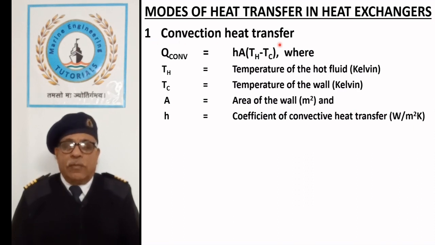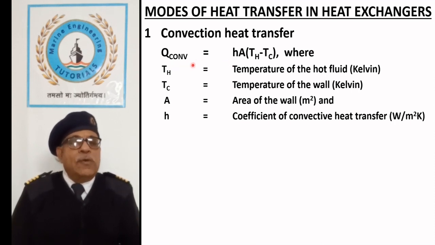Convection heat transfer. Convection heat transfer between a fluid and a metal wall is given by Newton's law of cooling and is expressed by the equation Q convection = h × A × (Th − Tc), where Th is the temperature of the hot fluid in Kelvin, Tc is the temperature of the wall in Kelvin, A is the area of the wall in meter square, and h is the coefficient of convective heat transfer in watt per meter square Kelvin.